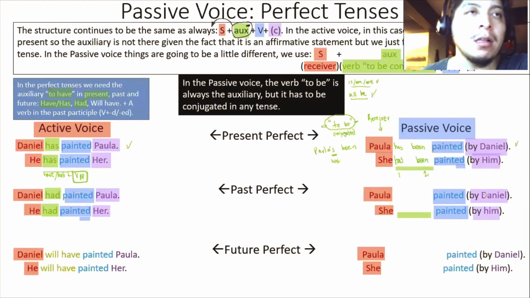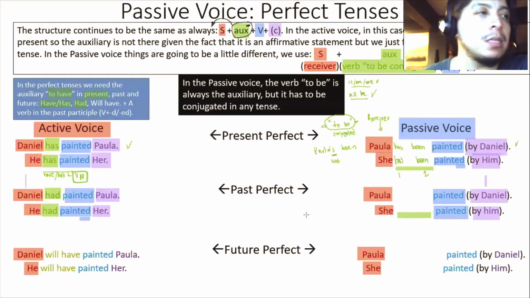We can add Daniel, but Daniel is not the center of attention anymore. In the active voice, Daniel was the most important part. He was the doer of the action. He was the subject, and we replace it with a personal pronoun. In the passive voice, Daniel is just a complement. He's not that important. If we don't say his name, nothing happens. We are placing the importance on Paula, okay? This is about Paula. So Daniel is part of the complement, and if we want to replace this noun, we use an object pronoun, not personal pronouns. In the active voice, it was he because it was the subject. In the passive voice, it is him because it is the complement.